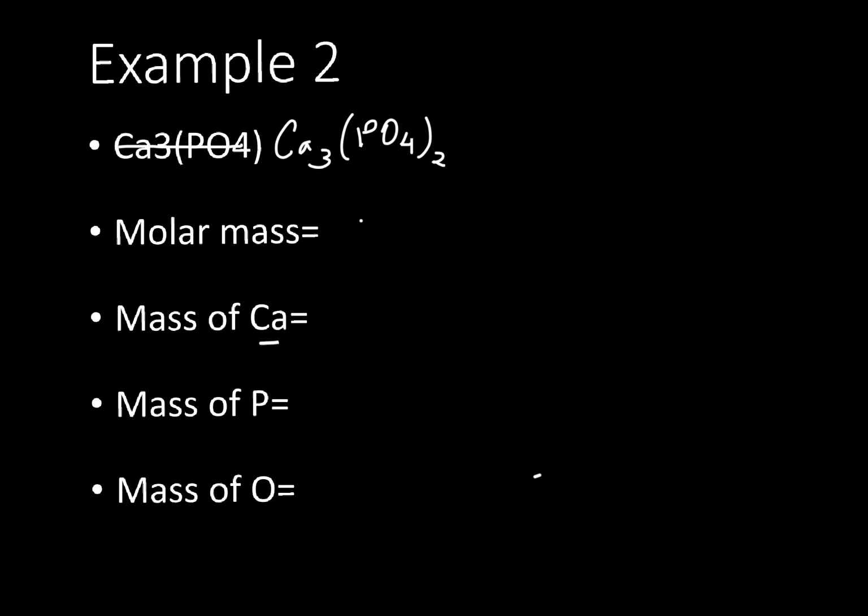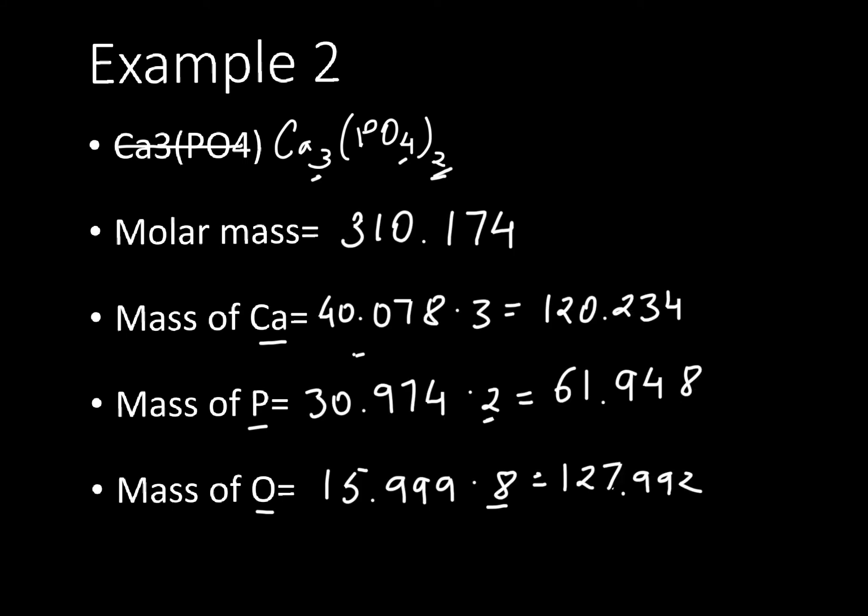Now I went ahead and put the masses of calcium, phosphorus, and oxygen, and I multiplied them by their respective subscripts. I have 3 for calcium, which is where I get that from. I have 2 for phosphorus because this 2 multiplies the phosphorus, and I have 8 for oxygen because this 2 multiplies this 4, and that's how you get 8. So go ahead, pause the video and work it out. These are the 3 masses you should have gotten for calcium, phosphorus, and oxygen.